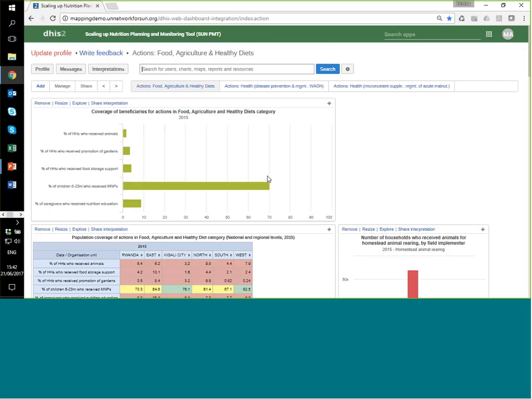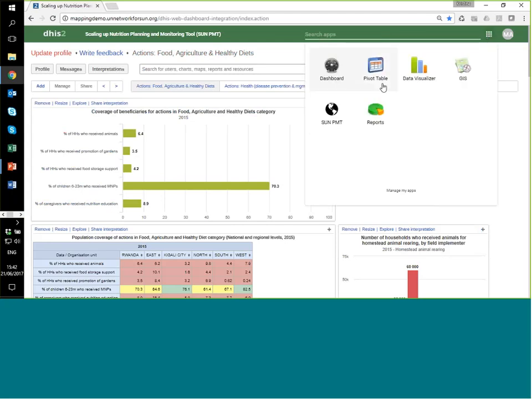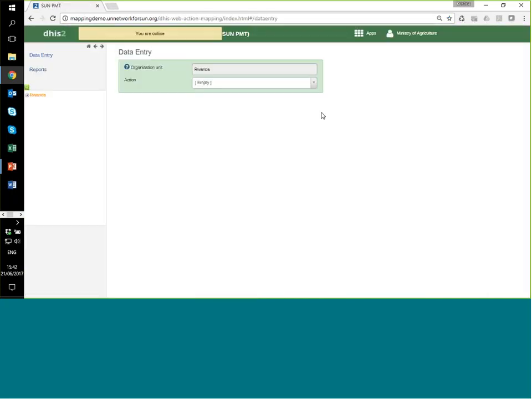When you first log in, you will see the dashboard page. This is something we'll discuss later when looking more closely at the results. In order to navigate the system, we will use the menu in the upper right corner to navigate through the modules. The first module we'll look at is the Sun PMT and how a stakeholder would enter data.